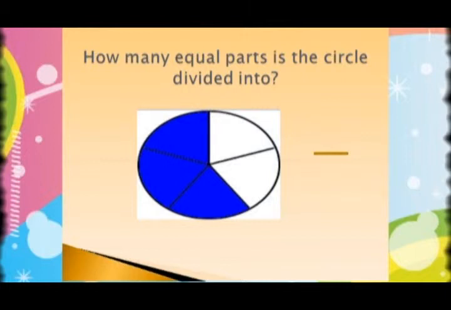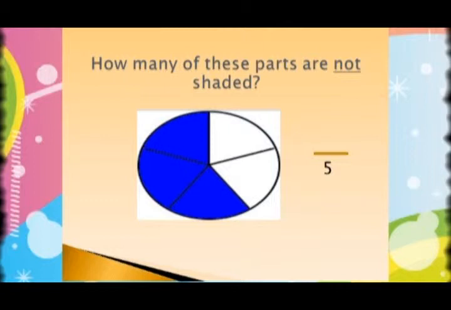How many equal parts is the circle divided into? The circle is divided into 5 equal parts. How many of these parts are not shaded? 2 parts of the 5 parts are not shaded. Therefore, 2/5 of the circle is not shaded.